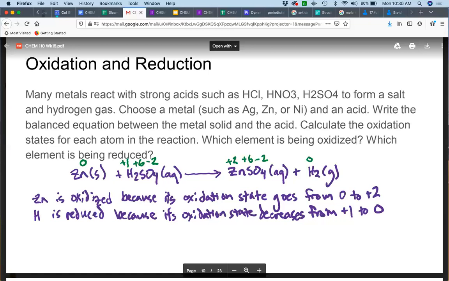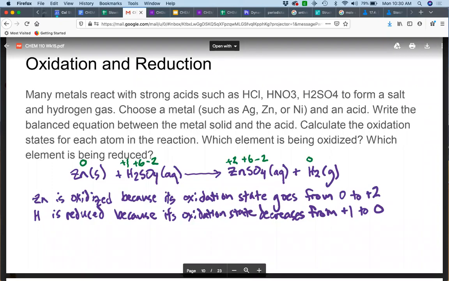So let's think about how we assign oxidation states. We know that any metal by itself, or any free element for that matter, is going to have an oxidation state of 0. So hooray, we know that we can already assign 0 to zinc because it's a metal by itself, and 0 to hydrogen because H2 is a diatomic gas. Again, that's an element by itself. So both of those are going to have oxidation states of 0. But now we have to think about how we assign oxidation states for our H2SO4 and for our zinc sulfate.